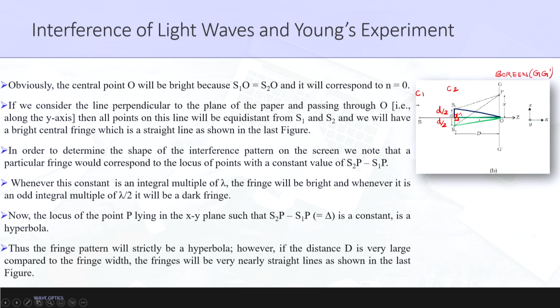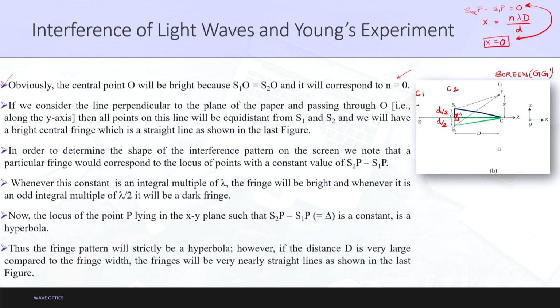From the SAS congruency property, triangles S1MO and S2MO are congruent, and because they are congruent, S1O is equal to S2O. So obviously the central point O will be bright, and because S1O is equal to S2O, it will correspond to n is equal to 0. Because n is equal to 0, S2P minus S1P is equal to 0, and we know that x is equal to n lambda capital D by small d. Because n is 0, x is 0. So, both mathematically and even by visual inspection, it is quite evident that at x equal to 0 it will be a bright fringe.